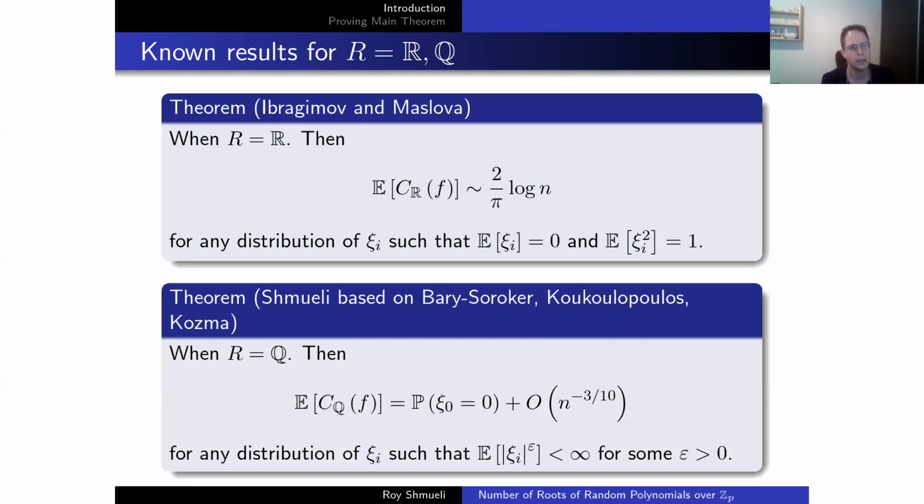Over the rationals, using results of Bary-Soroker, Kozma, and Kokolopoulos, which is also based on Konyagin, it is possible to prove that the expected number of rational roots tends to the probability that the free coefficient is 0, for any distribution with a finite moment.